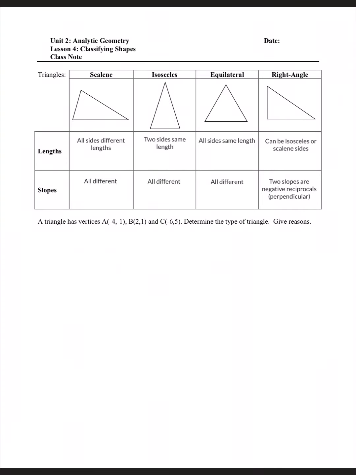Hi everyone, today we are taking a look at Unit 2, Lesson 4, Classifying Shapes. We're going to continue to build on the information we have about the distance formula, which provides the length of a line segment, to help us classify some different shapes. First, we're going to take a look at all different types of triangles, and then we're going to look at different four-sided figures and how we can classify them based on slope and based on length.